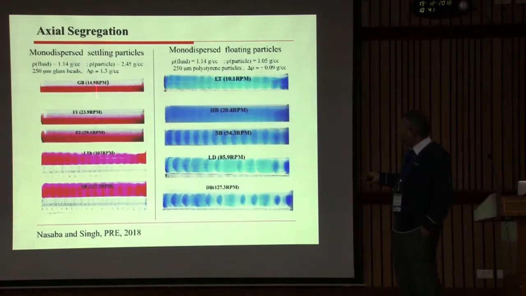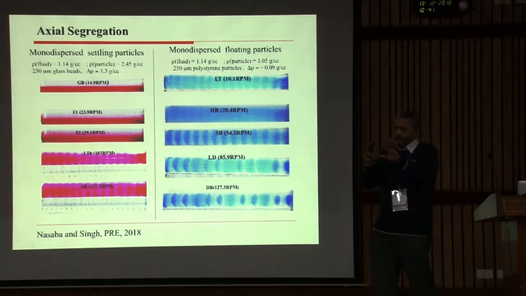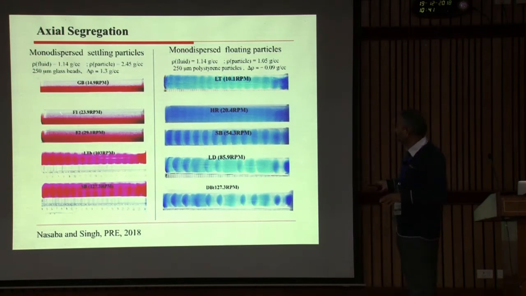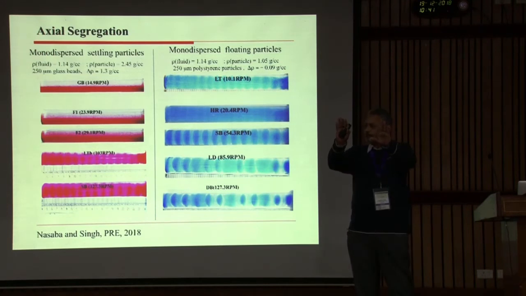These are the ones where I have monodispersed settling particles. You see that at low rotation, all the particles are mostly in the form of a bed. I call it the granular bed. As you increase the rotation, you can see at local points some of the particles try to rise up, and this regime is called the fingering regime. In the form of various fingers, they try to rise up. These fingers become more prominent at a little higher rotation, and at much higher rotations, these fingers join and try to form the band.